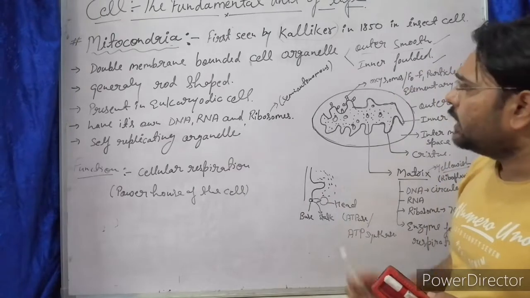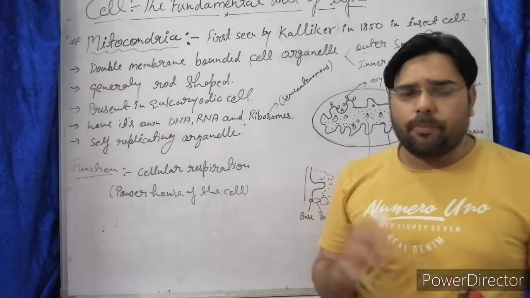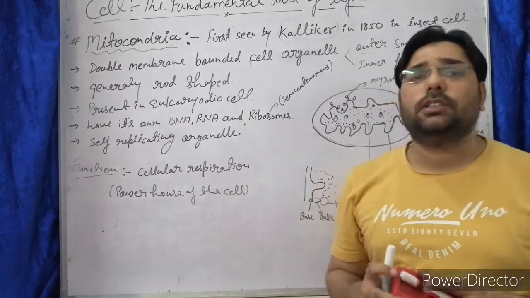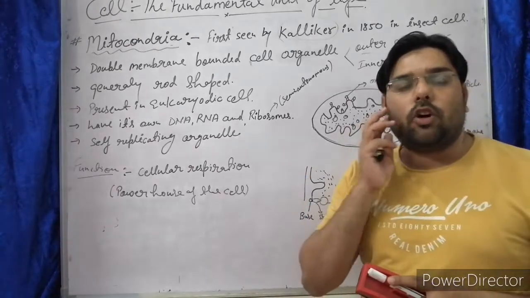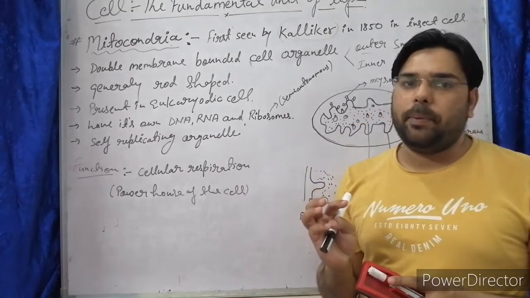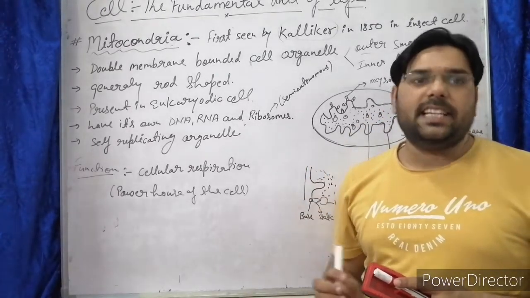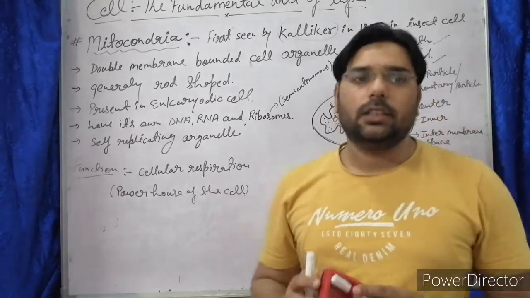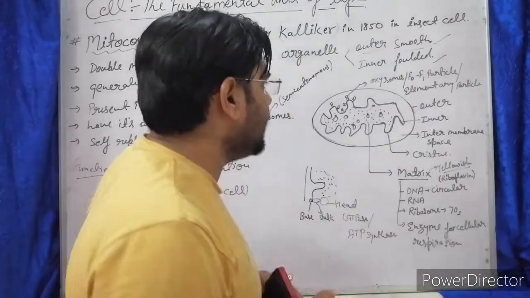So let us see the composition of mitochondria. What is the basic composition of mitochondria? Mitochondria are generally made up of lipids, proteins and enzymes. Okay students, so let us see the diagram.